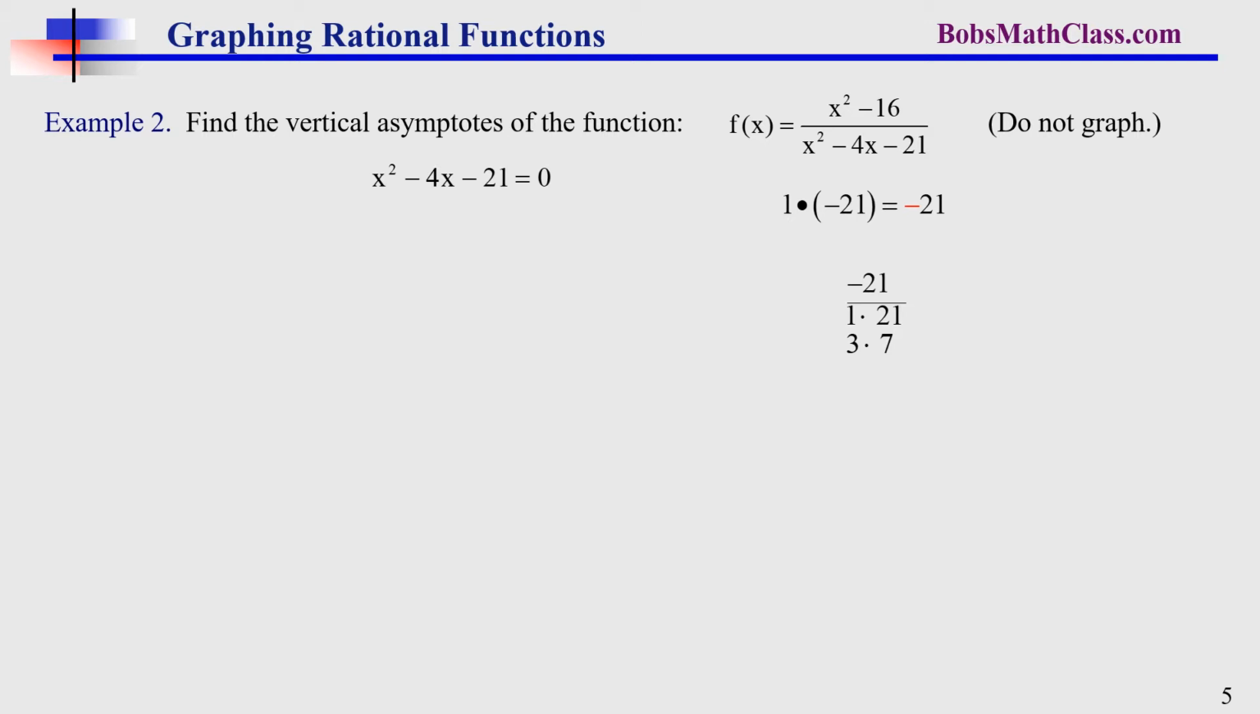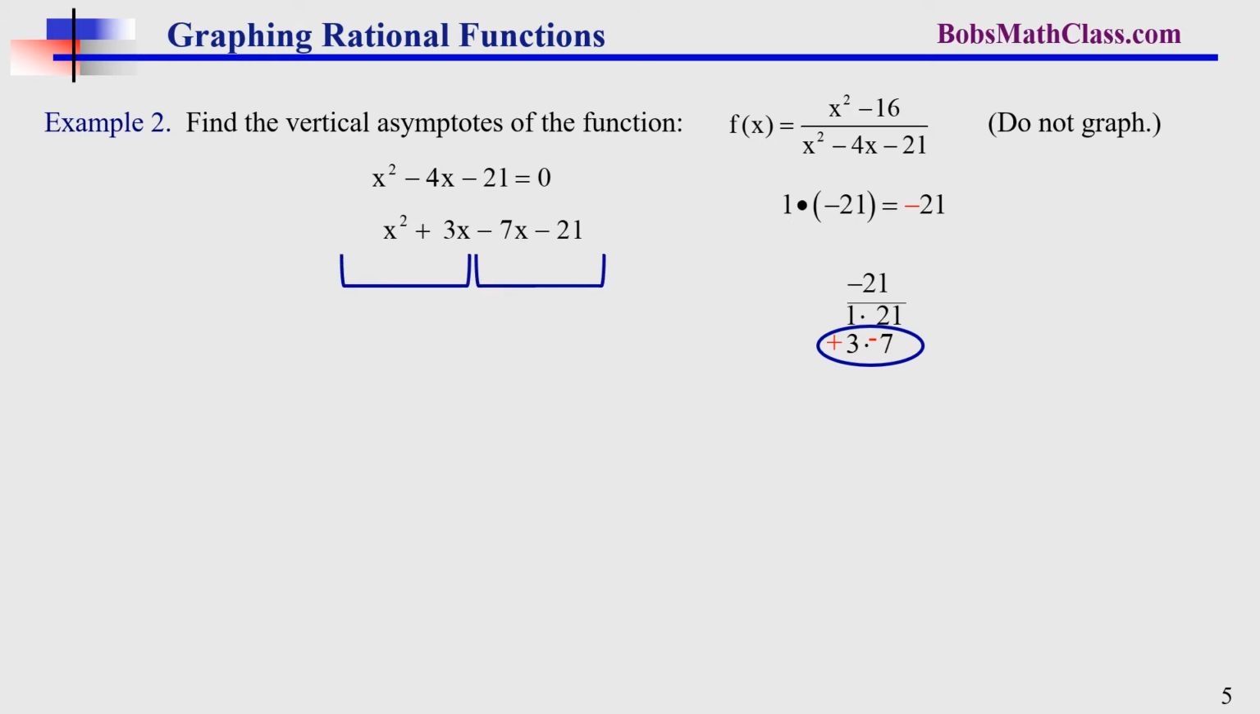Which pair will subtract to be 4? It's a minus 21, that's why we want the pair to subtract. Right, 3 and 7. And we want it to equal a negative 4, so the 7 must be negative and the 3 must be positive. So now we'll replace our middle term with those two terms, and then factor by grouping. So x squared plus 3x minus 7x minus 21.